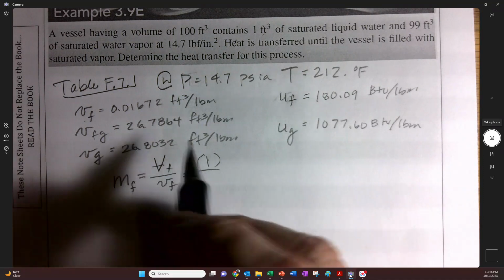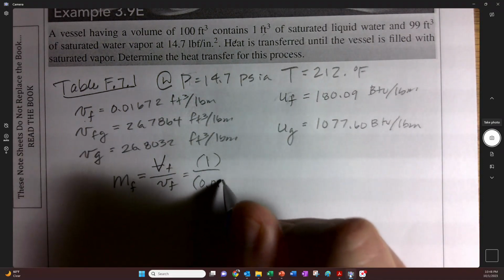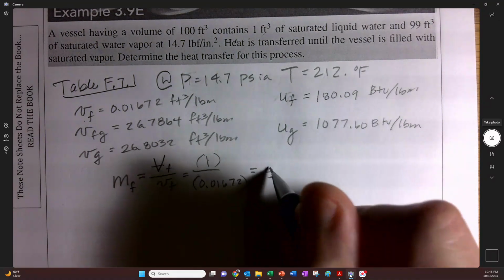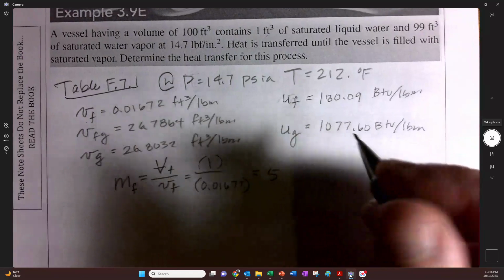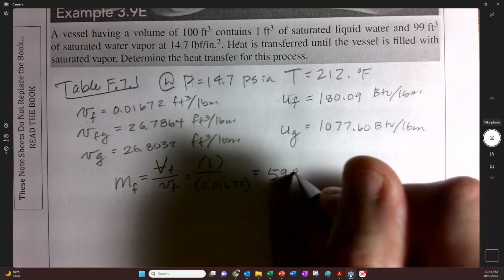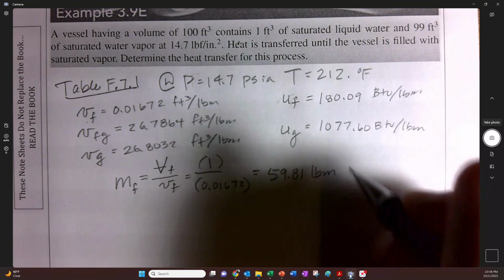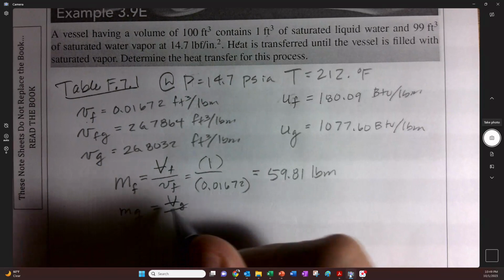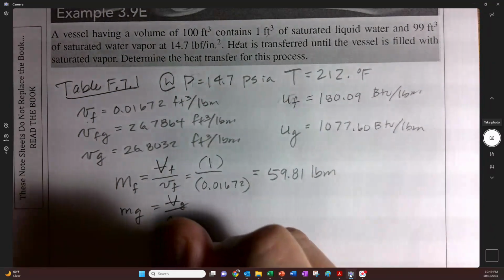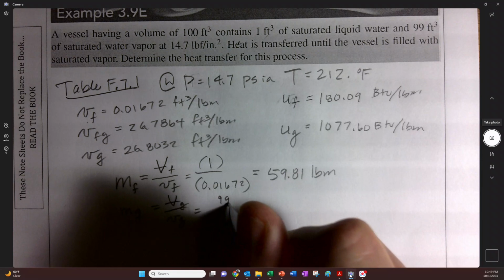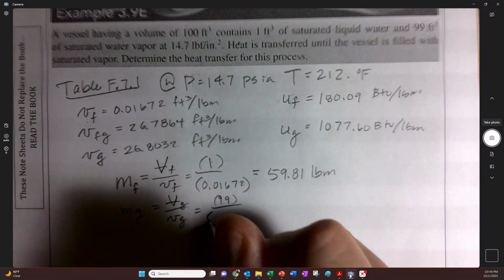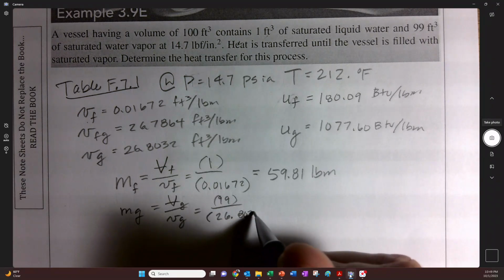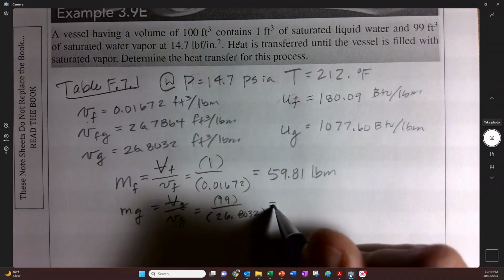1 divided by 0.01672, and what we're going to end up with is 59.81 pounds mass. Mg, same thing. Get the gas, which is 99, divided by Vg. So 99 divided by 26.8032. I have the sig figs, so might as well use them.